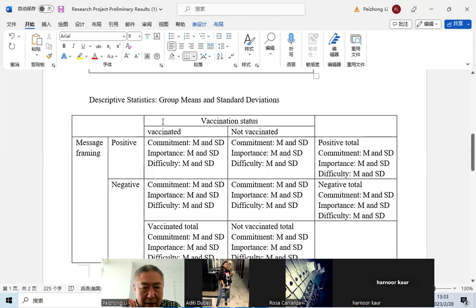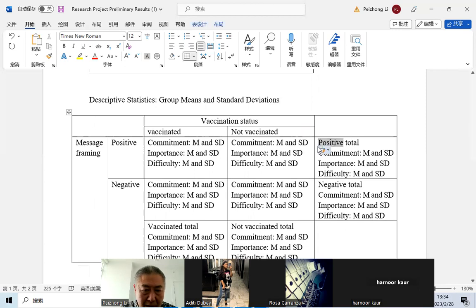And then we're ready for the data analysis. We're ready to test our hypothesis. Do the data support our hypothesis? And you have to follow the hypothesis very closely. Remember, we have three hypotheses. The first hypothesis says positive framing works better. Does the data show that?